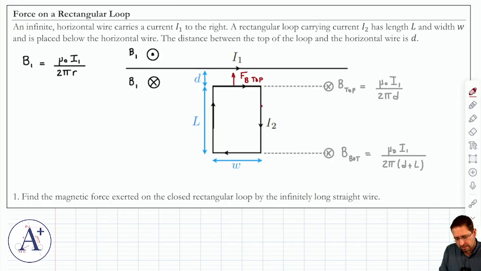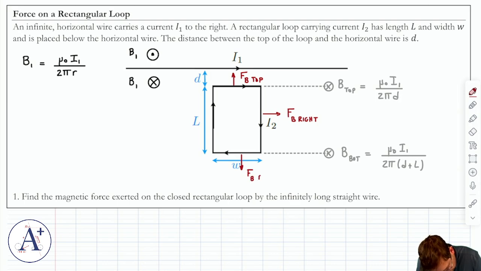If we go to the right side, forefinger points along I down the page, middle finger into the page. We're going to find that FB right points to the right. The bottom side here, forefinger to the left, middle finger into the page, FB bottom points down. And then if you keep doing this, you're going to find FB left like this.